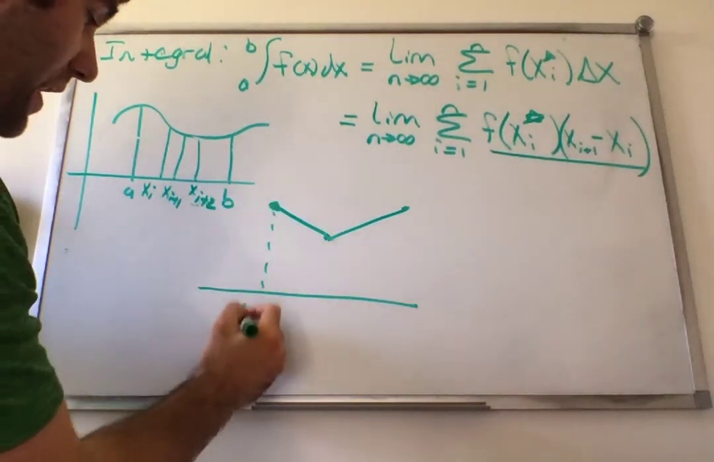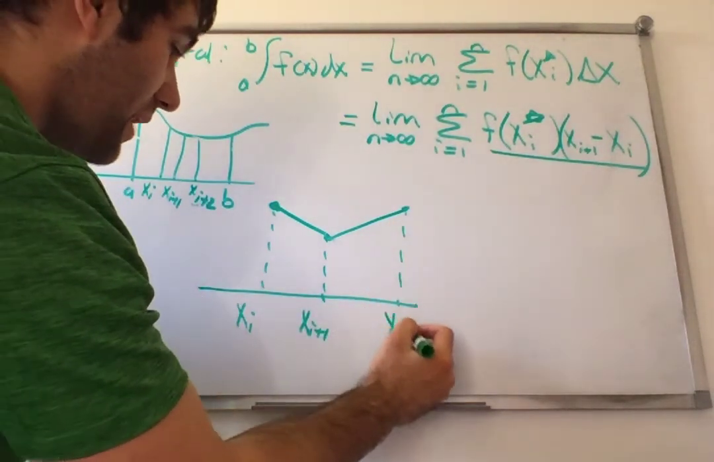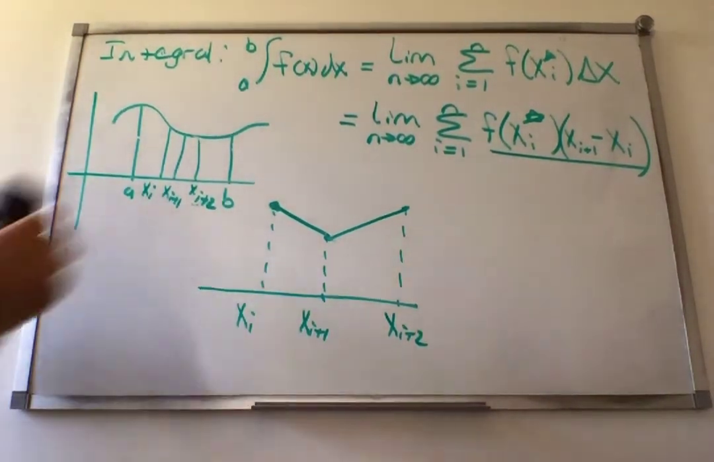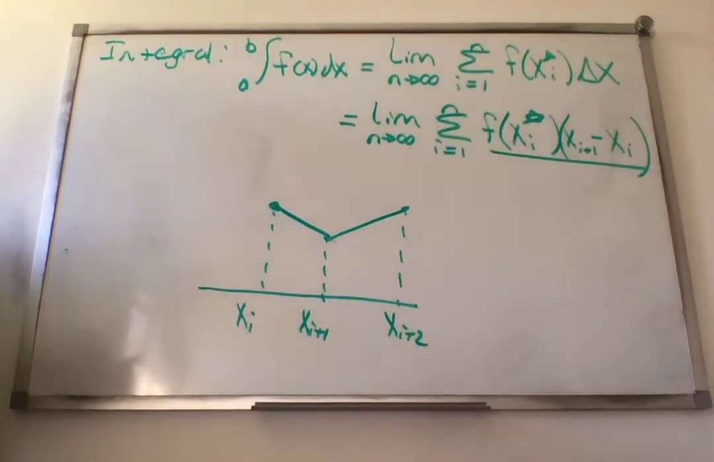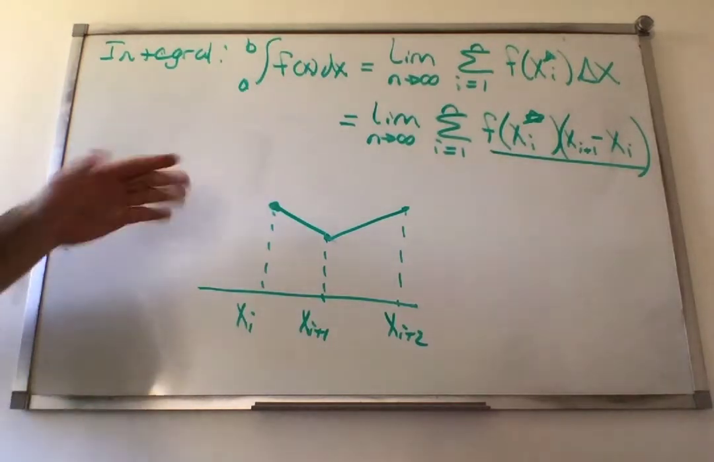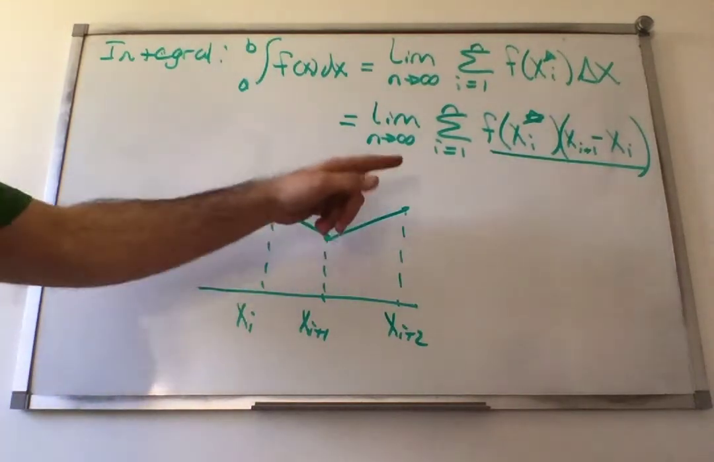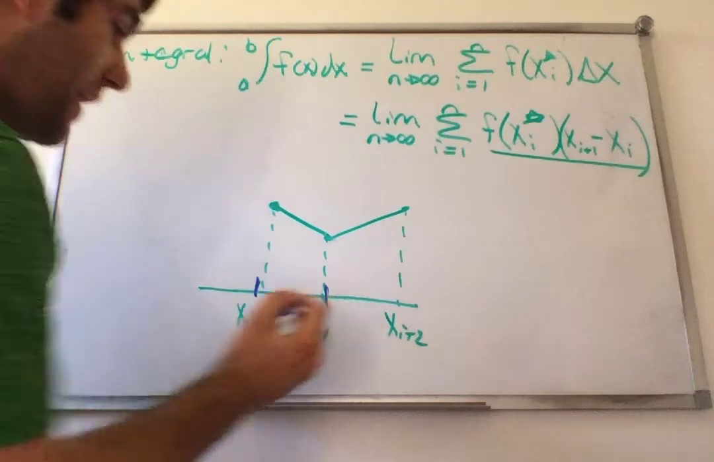So right here would be x sub i. Right here would be x sub i plus 1. Over here is x sub i plus 2. So we no longer need this. Now what we're going to do is apply the mean value theorem here. I know that looks like a sharp corner right there, but I just drew it for simplicity. Our function really is continuous and differentiable. There are no sharp corners. We're going to look at this subinterval right there.